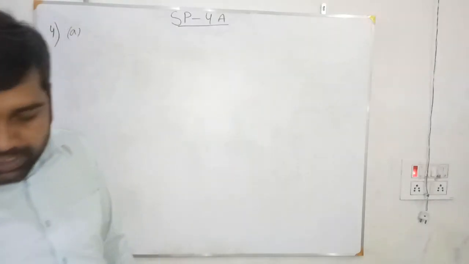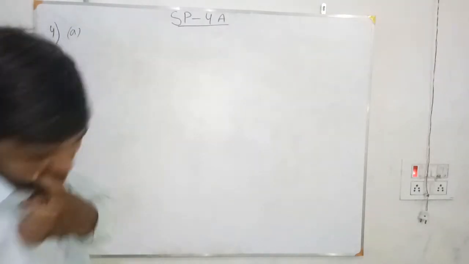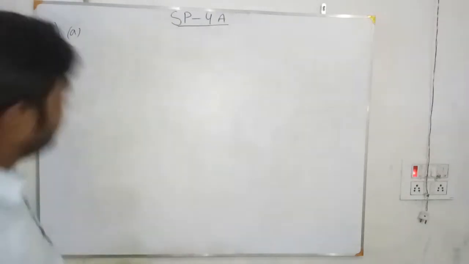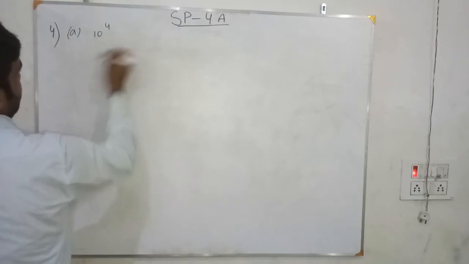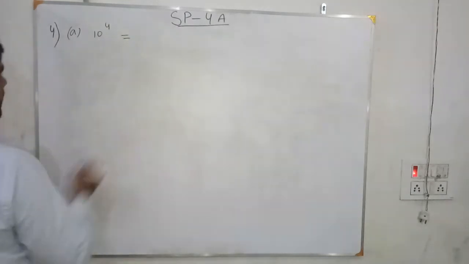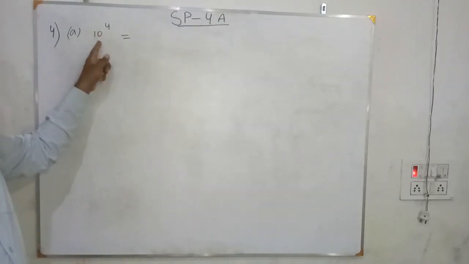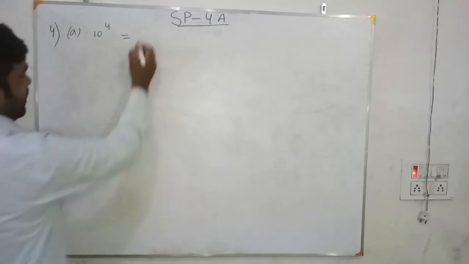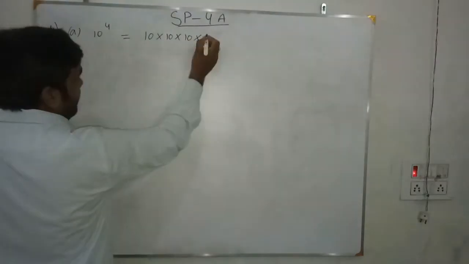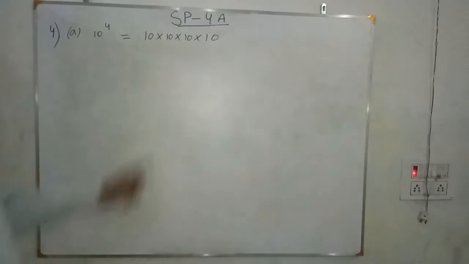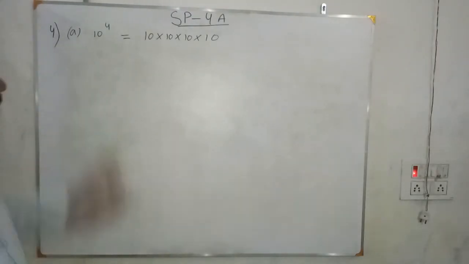We have to write the expression as a repeated multiplication, and after that we have to find the value of the expression. The first question is 10 to the power 4. Its repeated multiplication will be: the base is 10 and the exponent is 4. This means the base will be multiplied by itself 4 times. So the repeated multiplication is 10 multiply 10 multiply 10 multiply 10. How many times? 1, 2, 3, 4. So 4 times we will multiply.